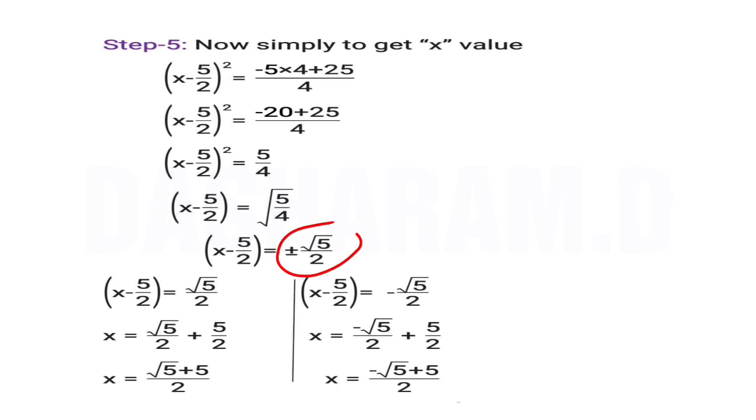So then plus or minus √5/2. So x - 5/2 = √5/2, and x - 5/2 = -√5/2. So x = √5/2 + 5/2, because here -5/2 is transposed to the RHS. The denominators are the same. So the first x value is (√5 + 5)/2. Next, same here: -√5/2 + 5/2, the denominators are the same, then (-√5 + 5)/2. So the required roots of the given quadratic equation are: one is (5 + √5)/2, the second one is (5 - √5)/2.